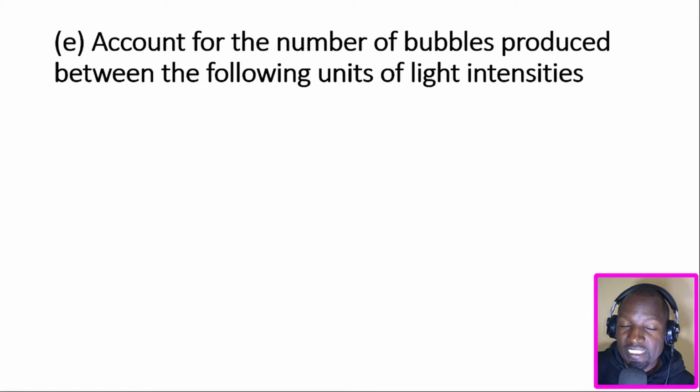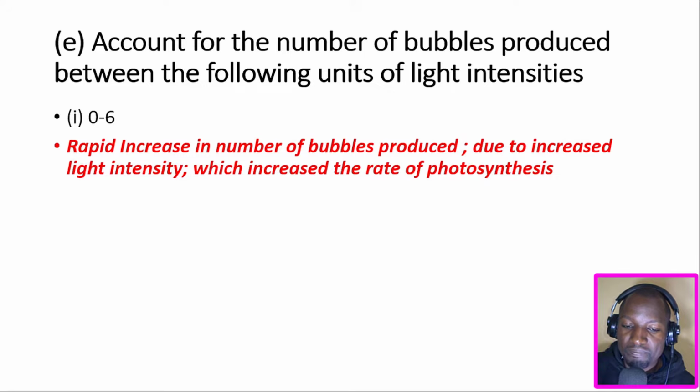Now, the other question is: account for the number of bubbles produced between the following units of light intensity, between 0 to 6. Remember, it is 3 marks. When you look at the graph between 0 to 6, there is a rapid increase in the number of bubbles produced. This is because of increased light intensity, which increases the rate of photosynthesis.